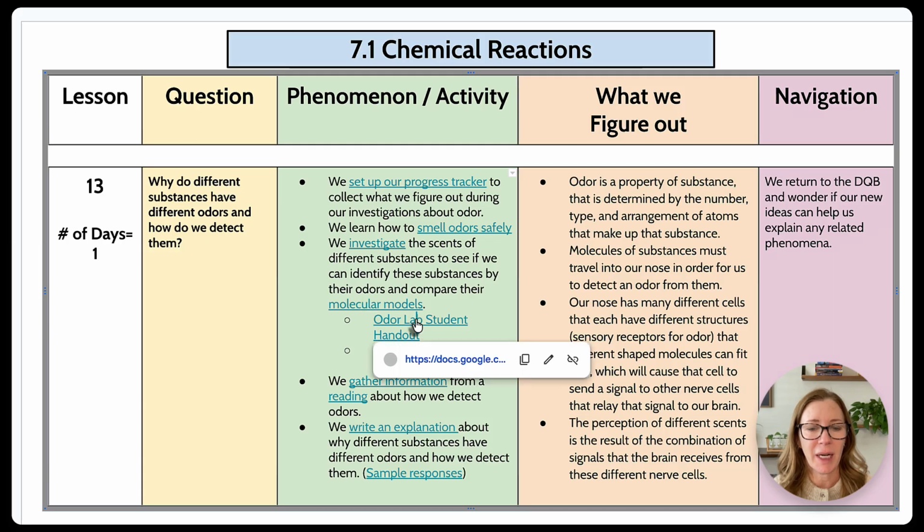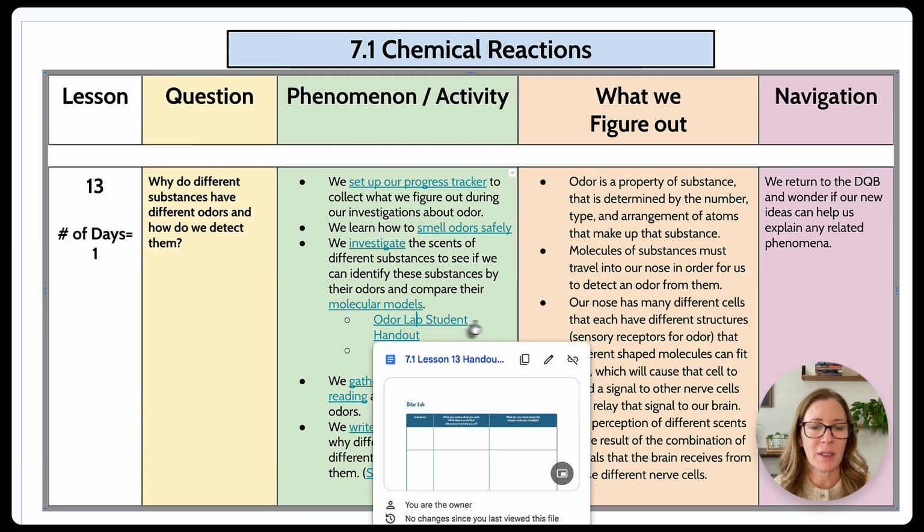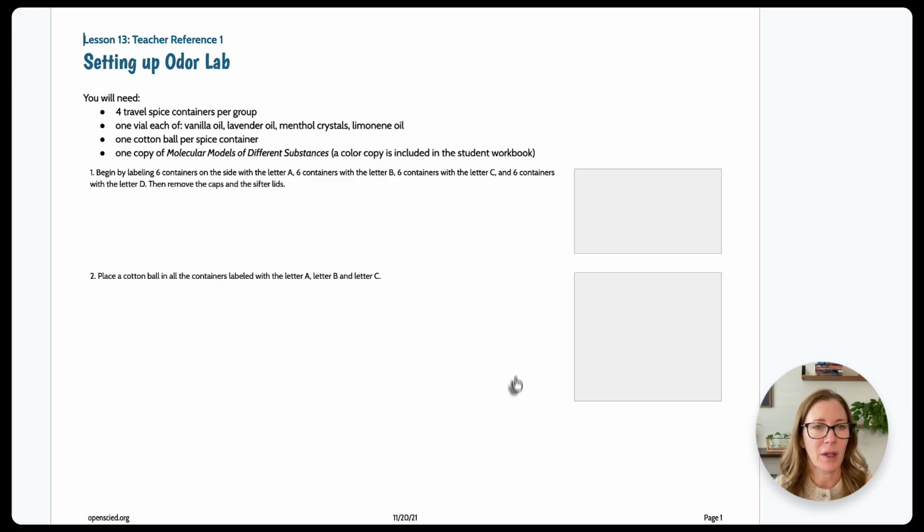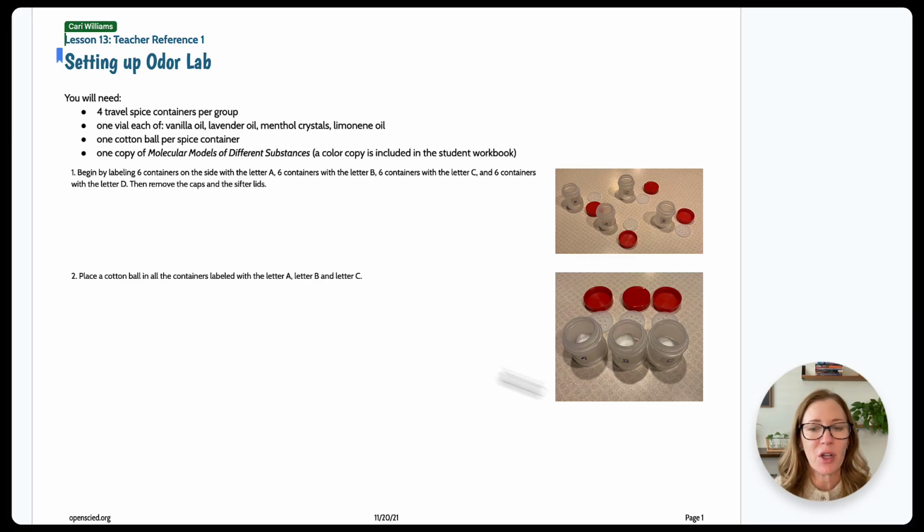Here is the student handout. I already showed this to you in the slide that students will fill out. It's a data table. And then there is a teacher reference setting up the odor lab guide. Let's go ahead and look at this. So basically you're going to use spice jars, and they should come in a kit if you ordered it. If not, any spice jars will do.